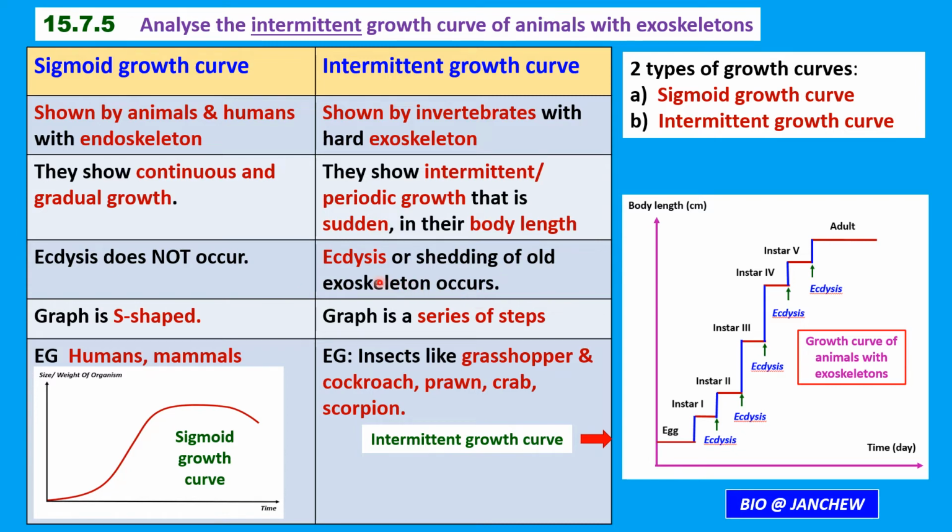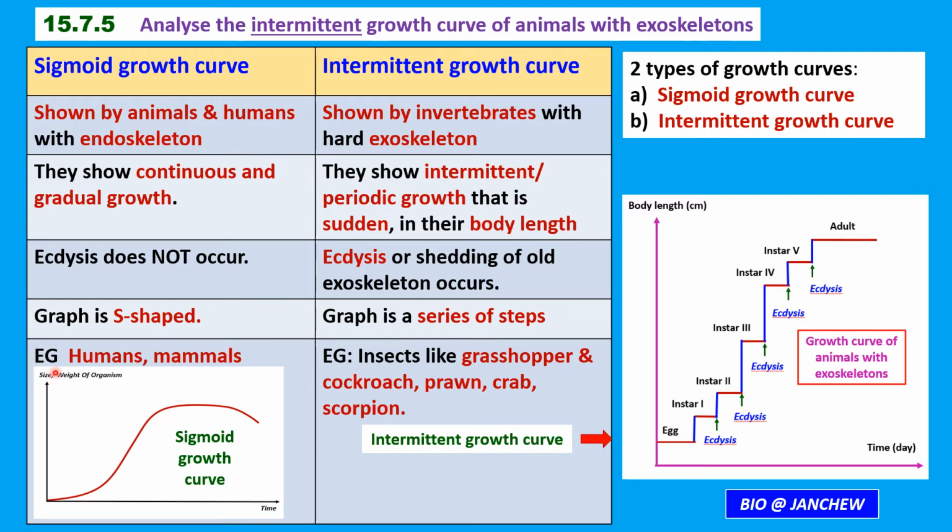Whereas for the intermittent growth curve, the organisms have to shed the old external skeleton periodically, a few times before they reach the adult stage. From the nymph to the adult stage, they will shed the old exoskeleton a few times. So the shape of the graph is different. For the sigmoid growth curve, the graph is S-shaped, and for the intermittent growth curve, the graph is a series of steps, or shaped like a staircase, right?